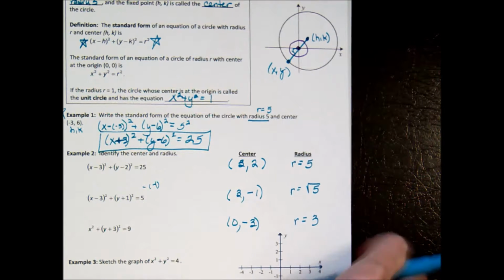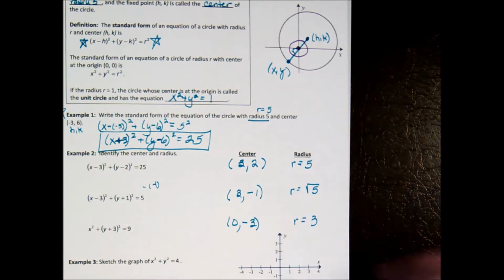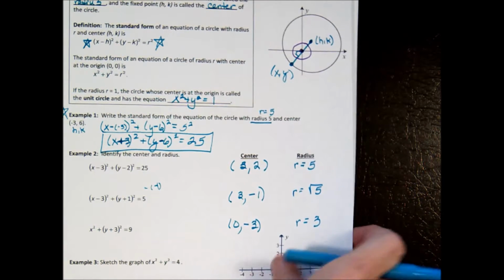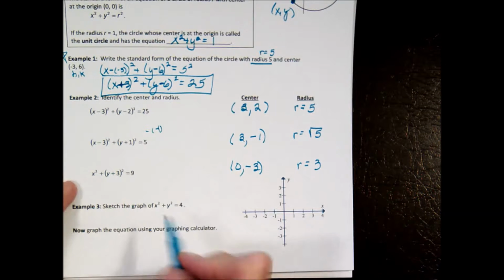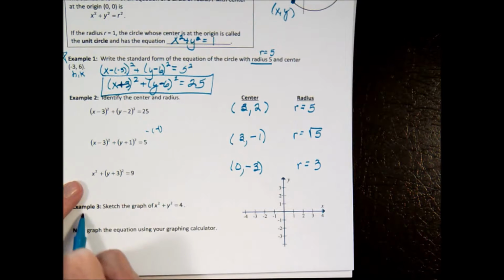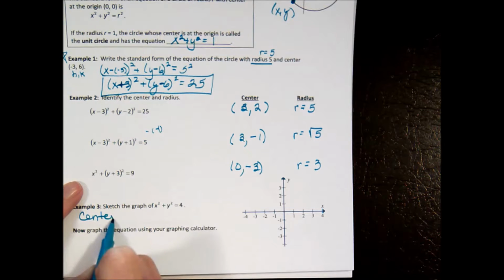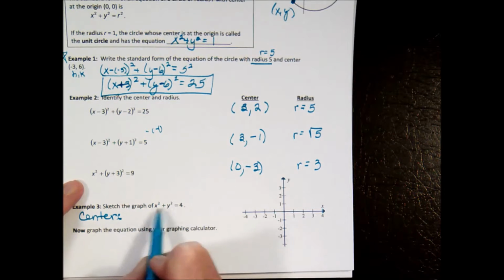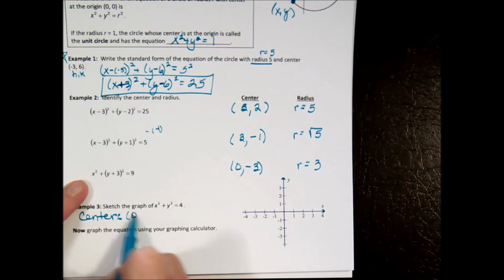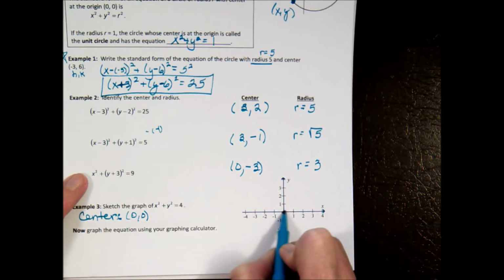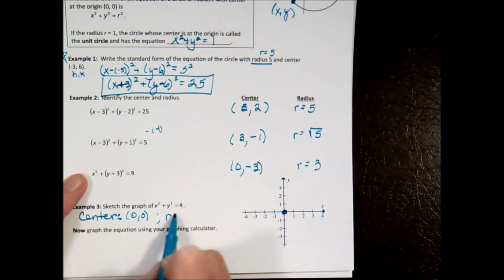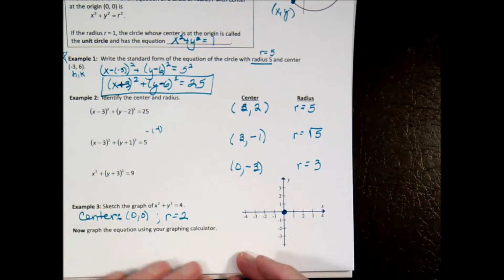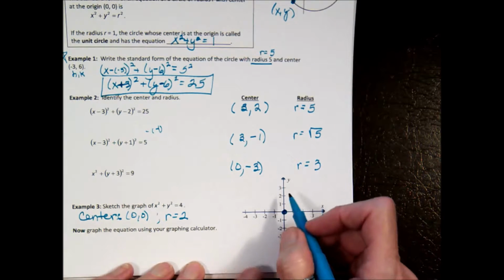It's not very difficult. It says sketch a graph of the equation x squared plus y squared equals 4. Well, what do I know? I know that if it's just x squared plus y squared and there's nothing in parentheses, that center is at 0, 0. So there we go. And I know if this is a 4, that means the radius is square root of 4. So that means the radius is 2.